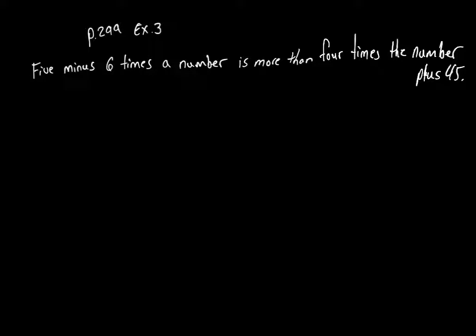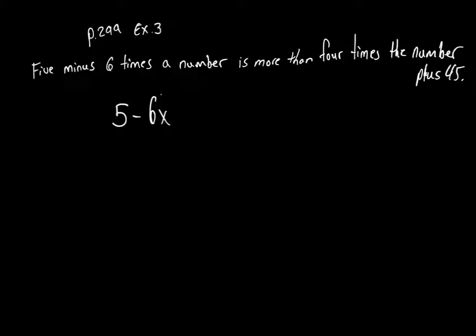We've actually done something like this back in one of the beginning chapters of algebra. And all we have to do is read this and write what we're reading. So let's write what we're reading as we read through this problem one more time. I read 5 minus. So that's going to be 5 minus. Then it says 6 times a number. It doesn't tell us what number. When it says that, we're just going to use x. Then we have is more than 4 times the number plus 45.